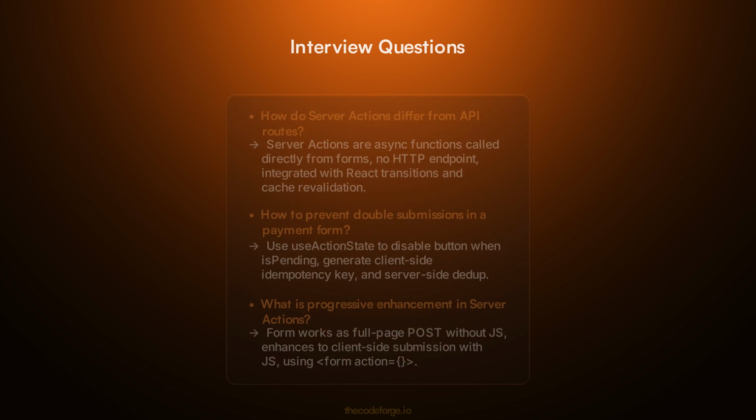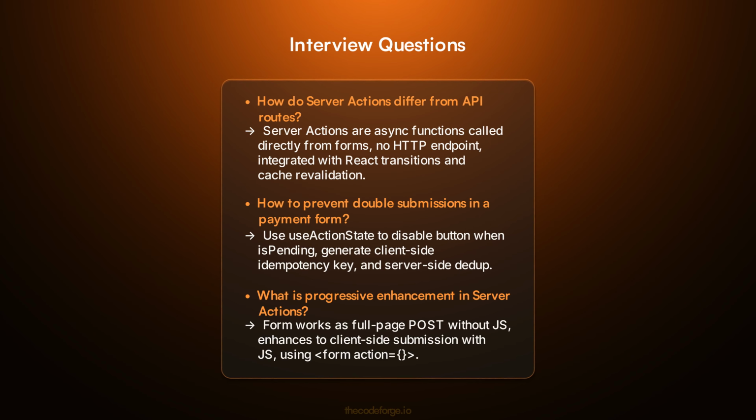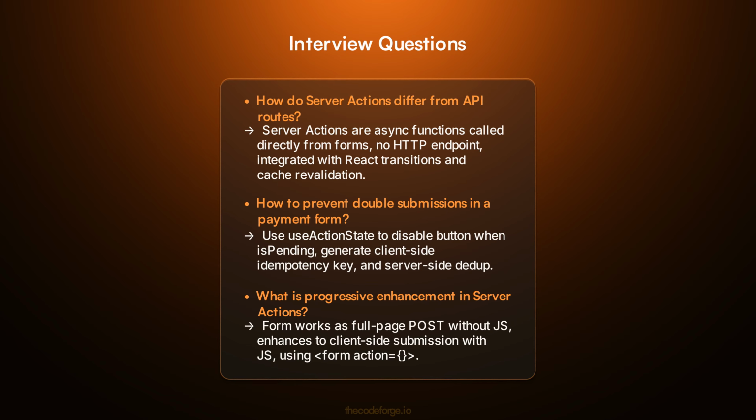Let's run through some common interview questions. How do server actions differ from API routes? Server actions are async functions called directly from forms, no HTTP endpoint, integrated with React transitions and cache revalidation. How to prevent double submissions in a payment form? Use useActionState to disable button when is pending, generate client-side idempotency key, and server-side dedup. What is progressive enhancement in server actions? Form works as full-page post without JS. Enhances to client-side submission with JS, using form action.